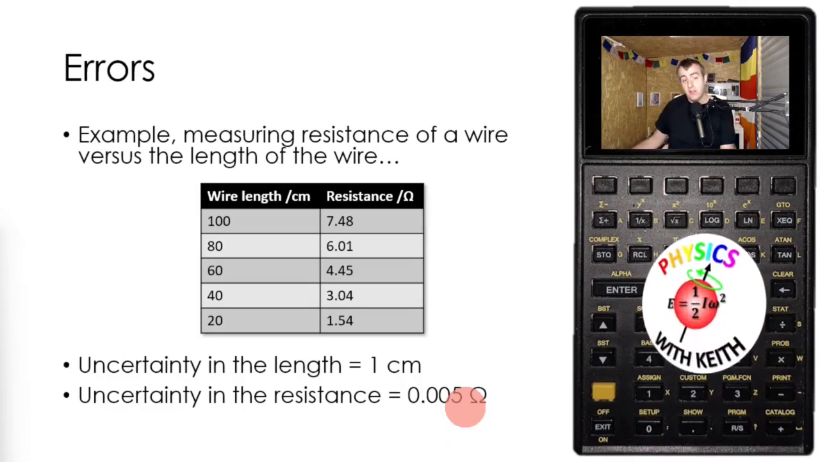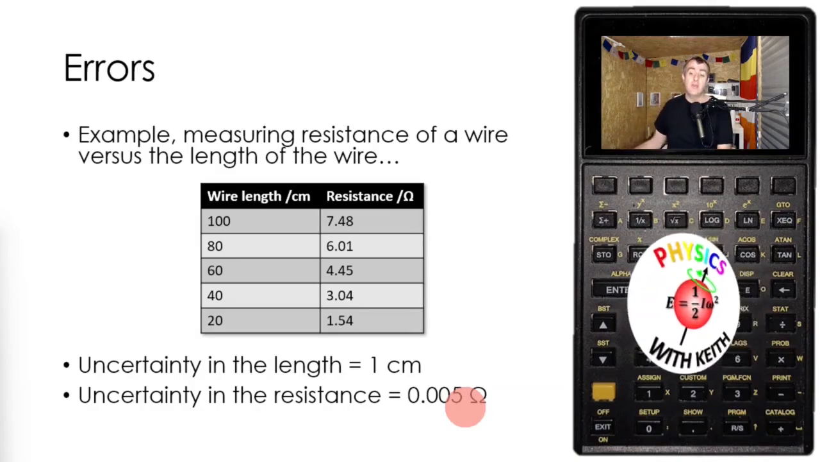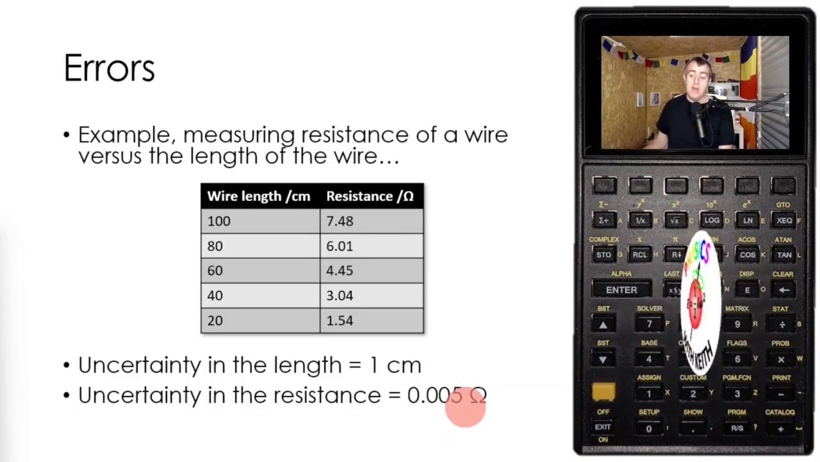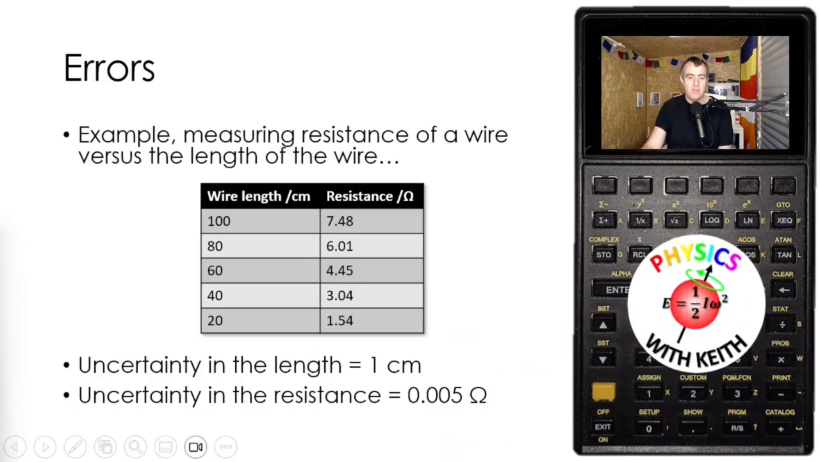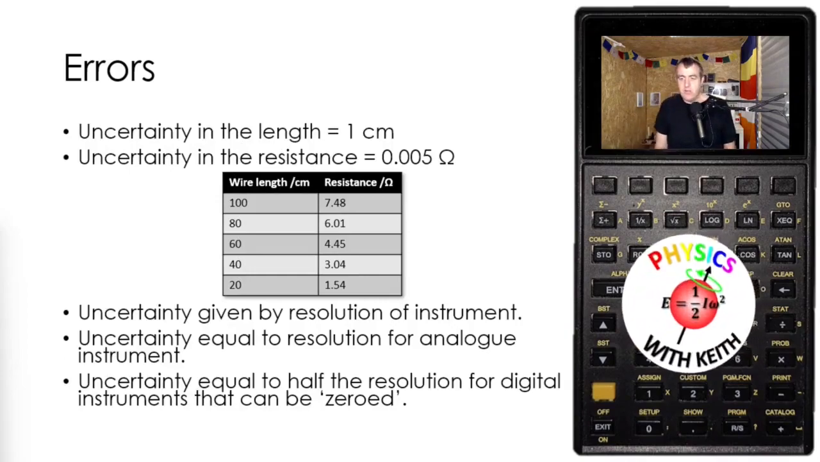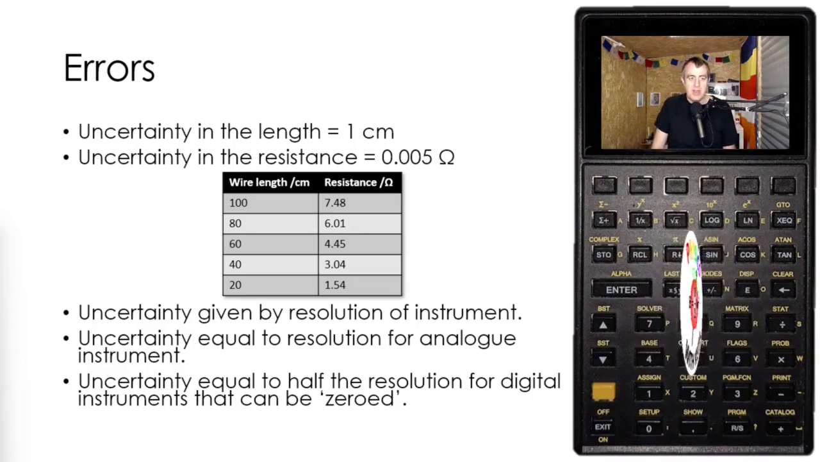If you're using a digital meter, then usually, because you can set the zero on it, it's going to be equal to half of the resolution. But you do have to use some intelligence when you're calculating these things. Okay, so that's just a summary of what I've just said there. You can read that yourself if you want to pause it and go ahead and read it.